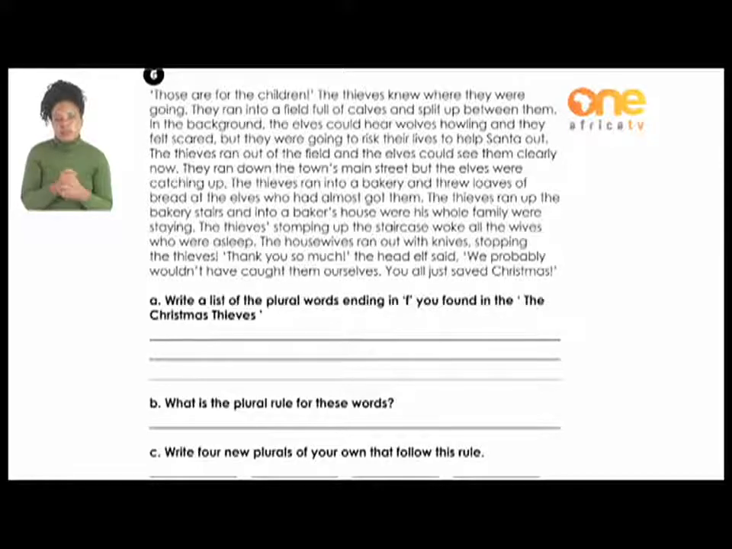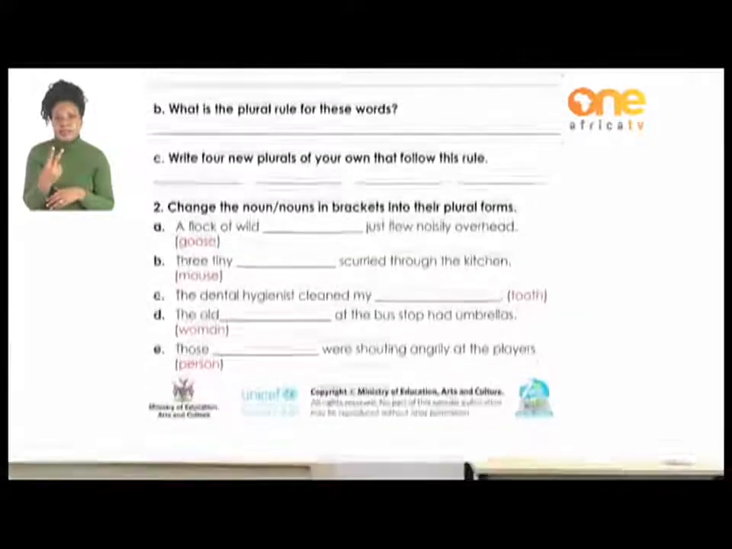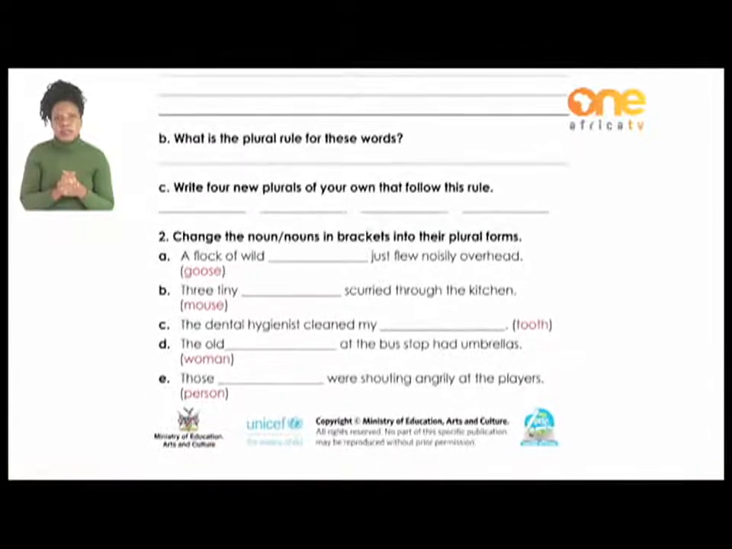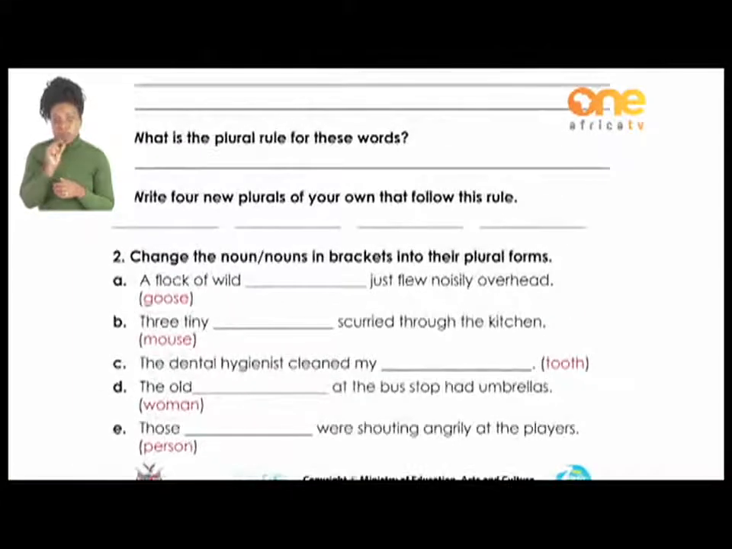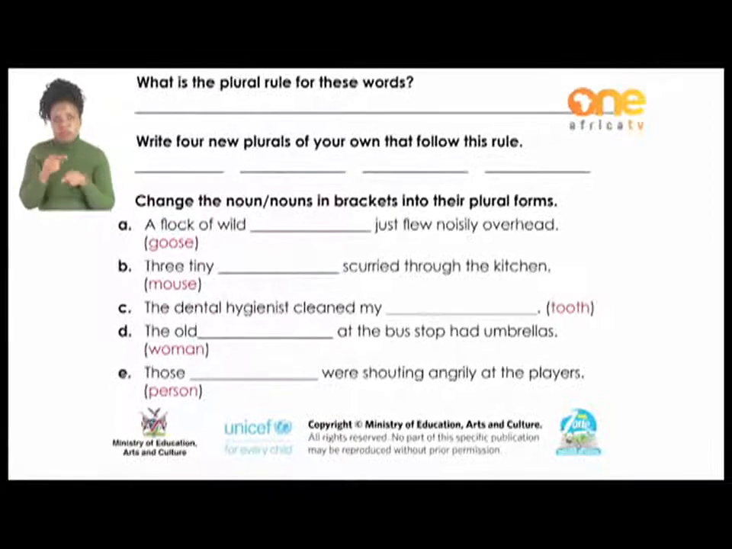Exercise 2 or activity 2, change the noun or nouns in brackets into the plural forms. We are only going to do the first 2. A, a flock of wild geese just flew noisily overhead. B, 3 tiny mice scurried through the kitchen. You can do the rest on your own.